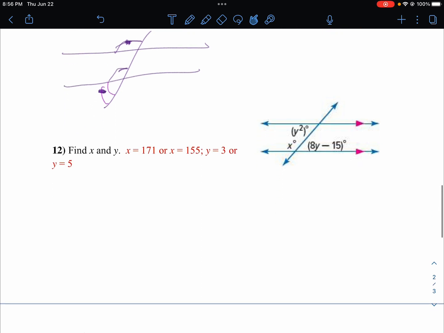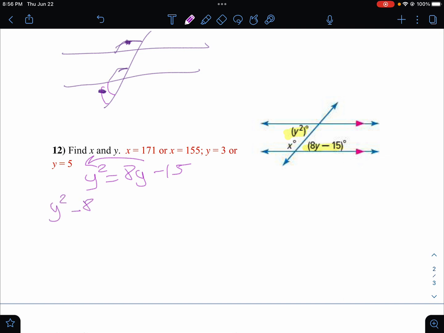Okay, on number 12, we can do this in a couple different ways, but you probably want to start with the ones that have the same variable, y squared and 8y minus 15. So let's go ahead and do that. I know they're equal, so we're going to say y squared equals 8y minus 15. Well, that's a quadratic, so I'm going to move everything to the other side to make it equal to 0. So I'm going to say y squared minus 8y plus 15 equals 0.